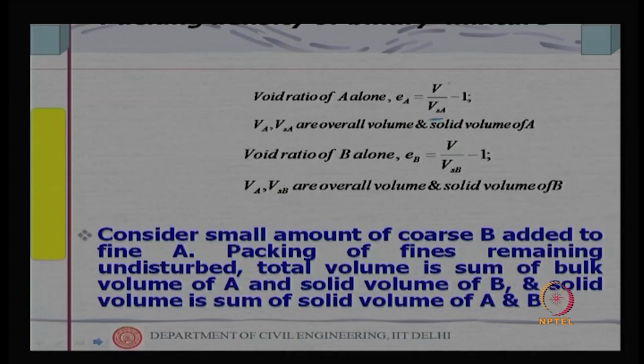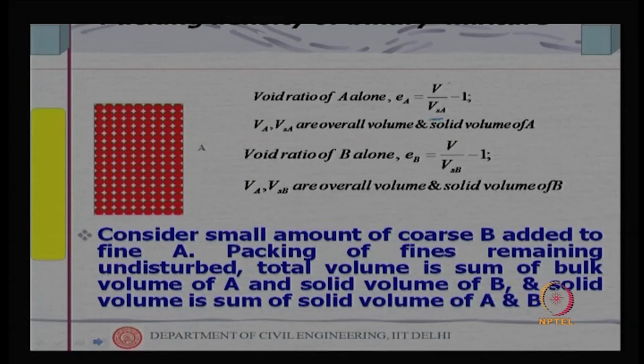Now, just consider a small amount of B is added to fine A. This is my A and I have just added small amount of B. Packing of fines remains undisturbed. Total volume is sum of bulk volume of A and solid volume of B. Even if I mix it properly, we are assuming that the packing of this one will not be disturbed largely, packing of fines remaining undisturbed. I just add from top, total volume of sum of bulk volume of A and solid volume of B.